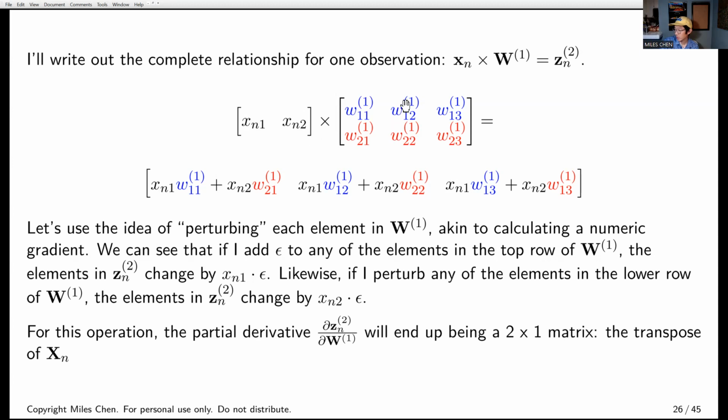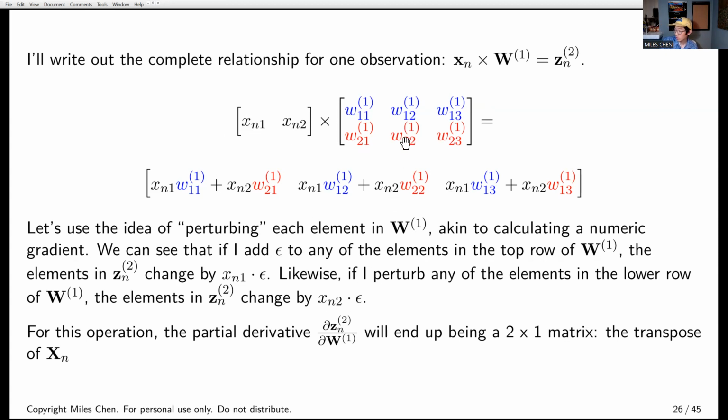If I change the second element here by an epsilon, if I add a little epsilon, it's going to also change by X sub n1 there as well. And if I change the third element, it will also change by being multiplied by X sub n1. Same thing with the second row. If I add a tiny little epsilon to W21, then this output will change by being multiplied by xn2 times that epsilon.